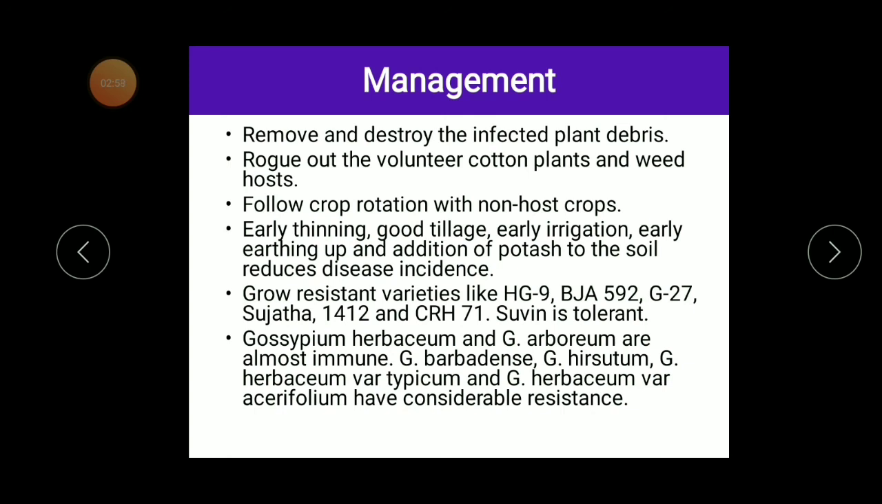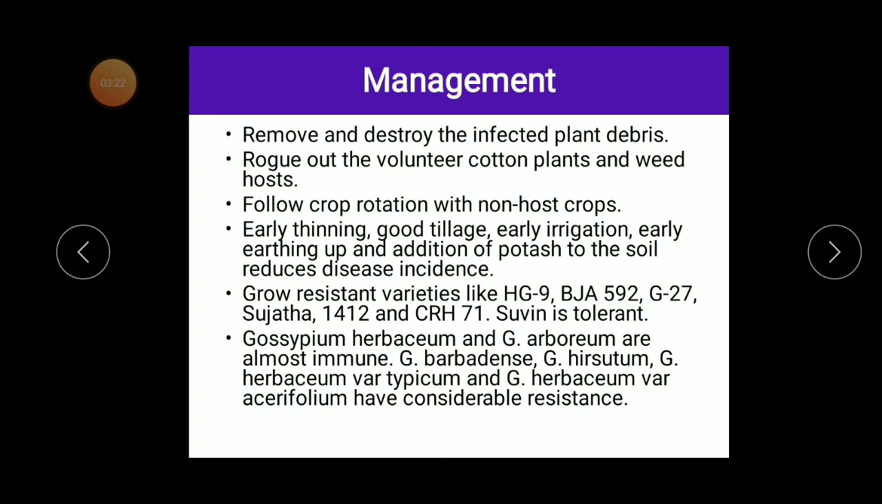Resistant variety like HZ9, BGA 592, G27, Sujata 1412 and CRH 71, and these are the resistant variety. There is one tolerant variety also, which is Suvin. We can use this resistant and tolerant variety to escape the disease.